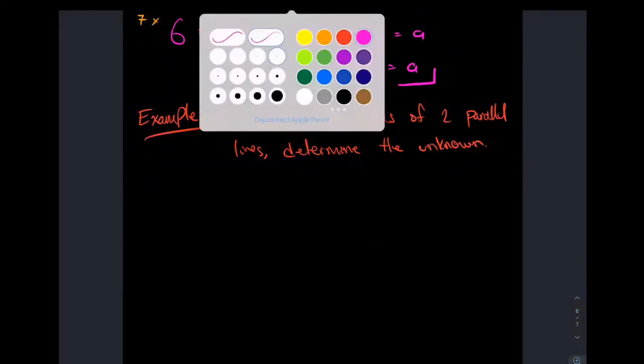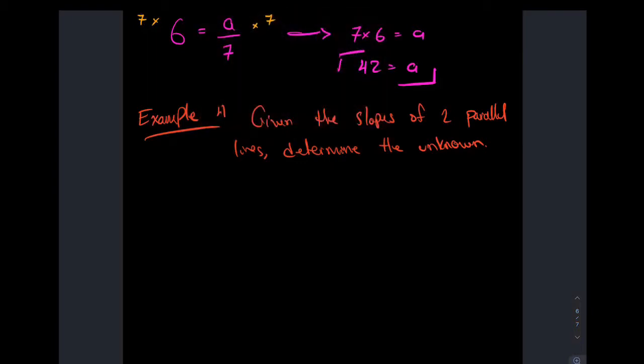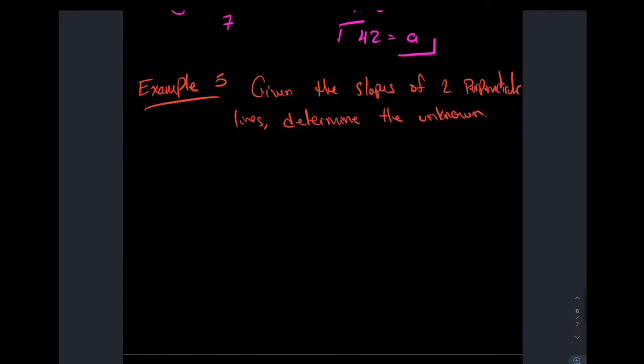This will be example 5. And instead of parallel, let's do perpendicular. And let's get a question here. Let's say that our first slope, m1, is -5, and our second slope is -2 over A. So this one we have to think about a little bit differently, right? We know that these two slopes are going to be perpendicular, and we need to figure out what A is going to be.